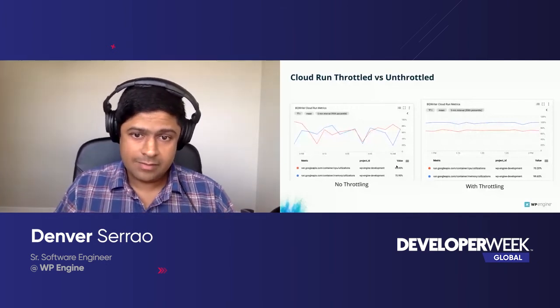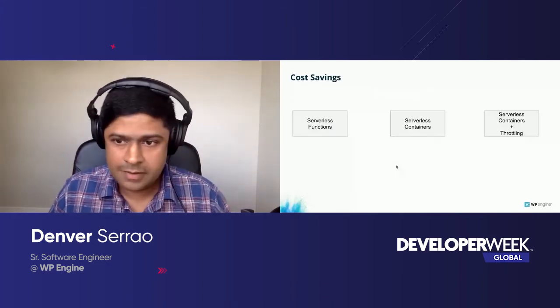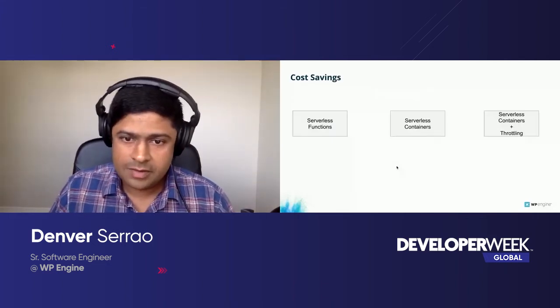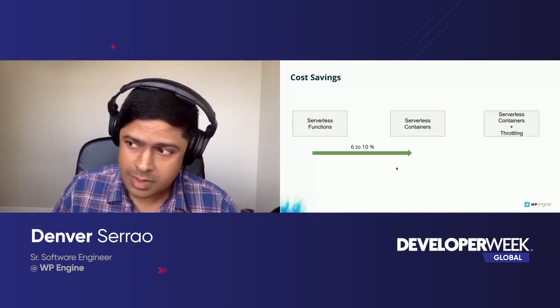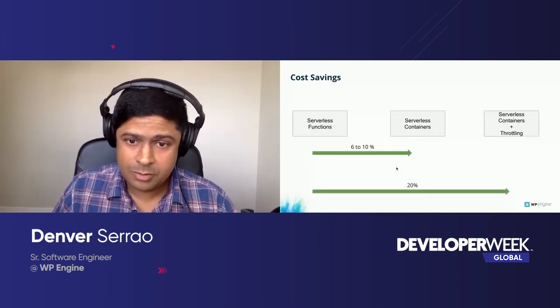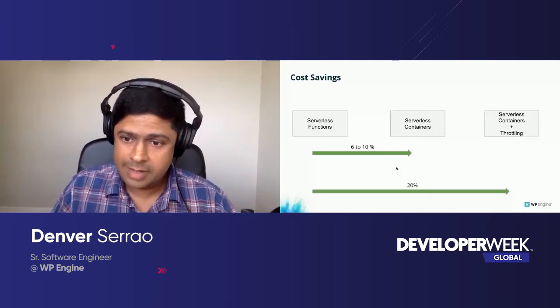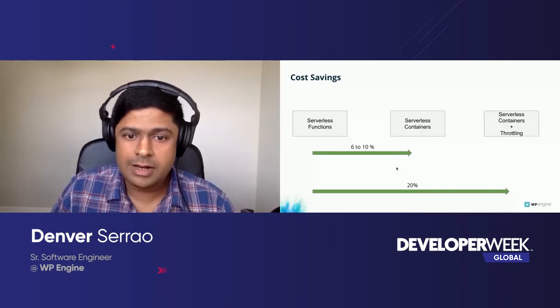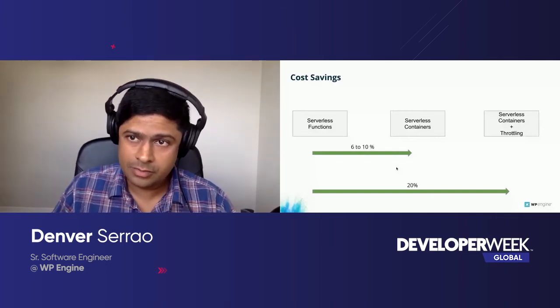So now let's look at the savings. When we went from serverless functions to serverless containers, we achieved savings of 6 to 10% on a day-to-day basis. And then when we added throttling, this increased our savings up to 20%. So this demonstrates that using serverless containers is a great way to get a lot more efficient use of the resources that you're allocating to serverless workloads.